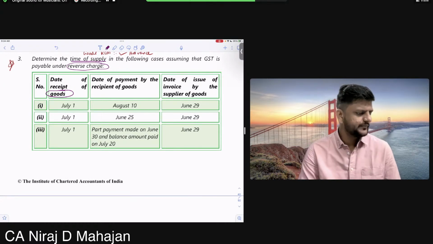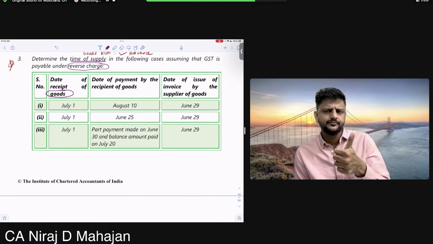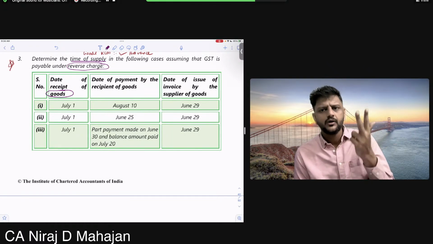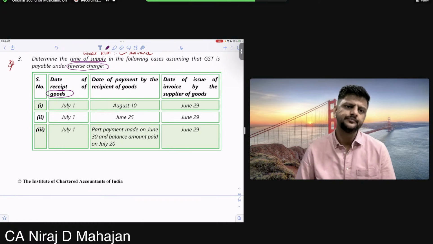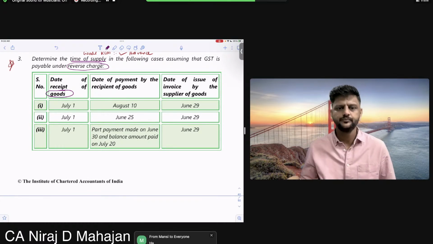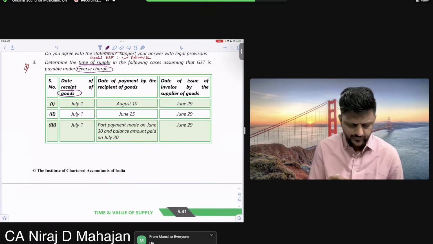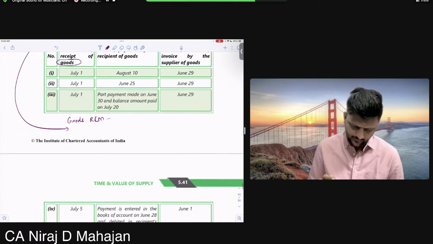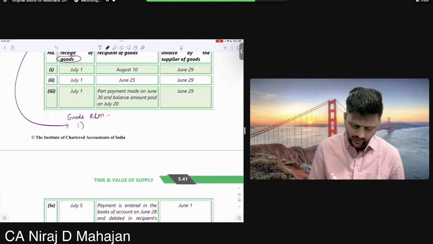Is it what? Receipt of goods? Payment, meaning book entry or debit in my account? Or 31st day? First write down the law. Make it a habit. Goods, reverse charge mechanism. So earlier of, after we know, goods received date.